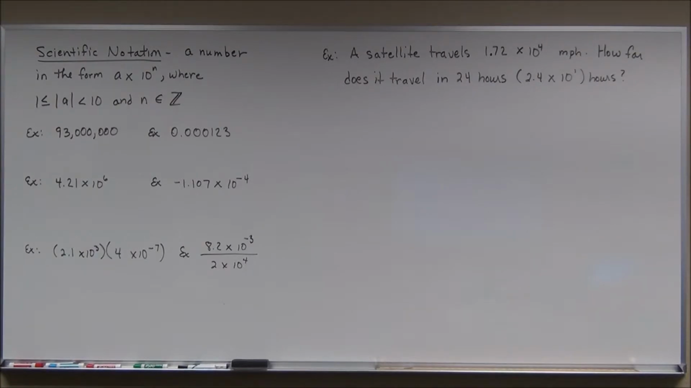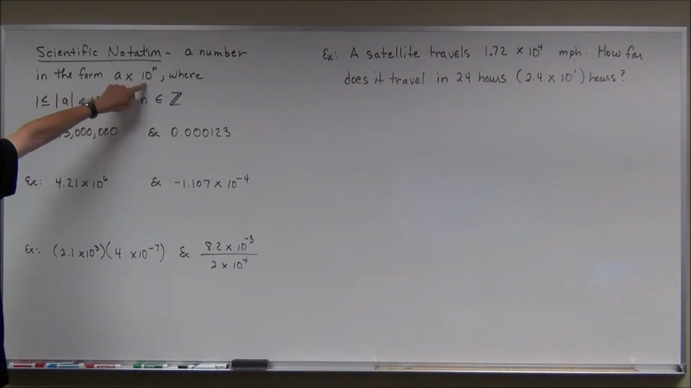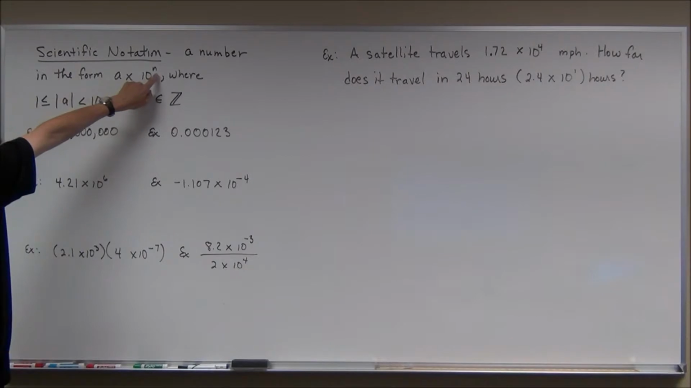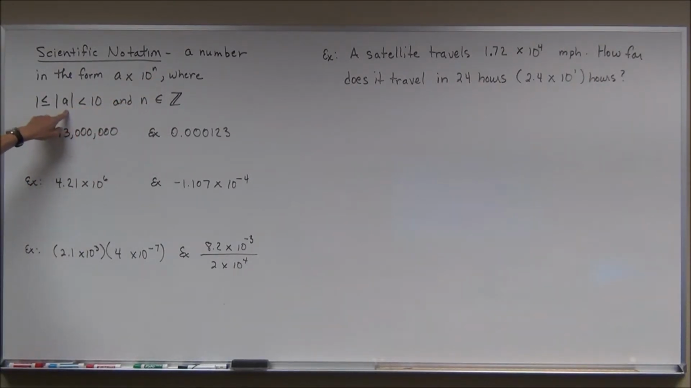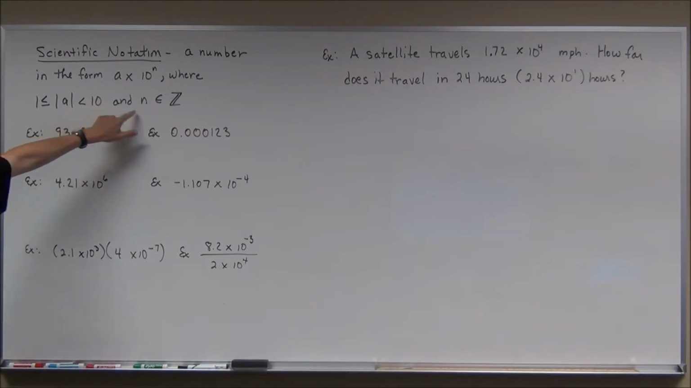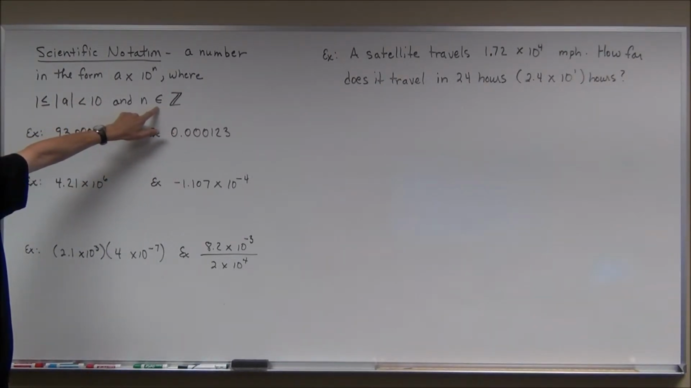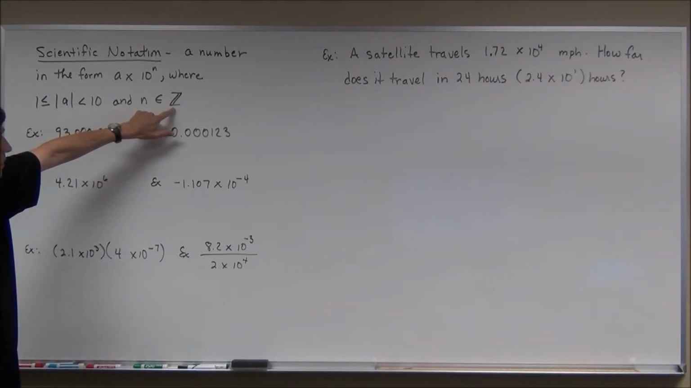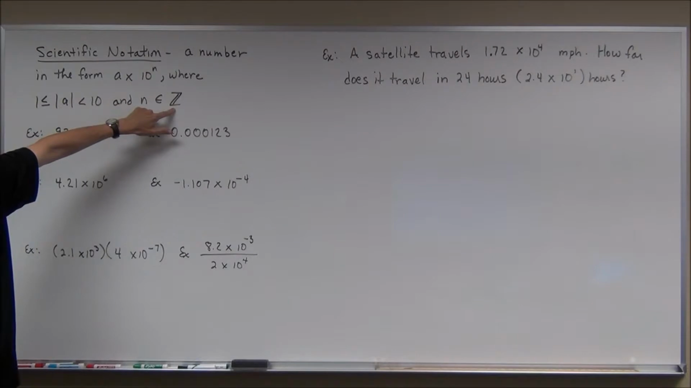Okay, here we go with scientific notation. A number is said to be in scientific notation if it is written in the form a times 10, base 10 number system, a times 10 to the n, where the absolute value of a is between 1 and 10. It can equal 1, but it can't equal 10. And n, remember, n is an element of the integers. Capital Z with the extra slash, looks like a fancy Zorro symbol. That means the set of integers. That's your counting numbers and your opposites.